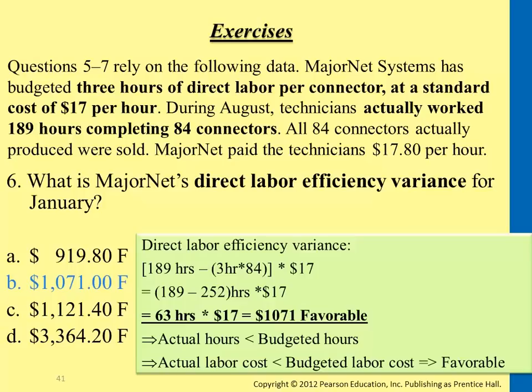So the 189 was given to you, right? And then this part here, originally this is the standard hours. So from the problem it tells you that originally each connector they allow workers to use 3 hours to produce it, right? So this was the original rate and this was the actual outputs. So supposedly they could spend this many hours.